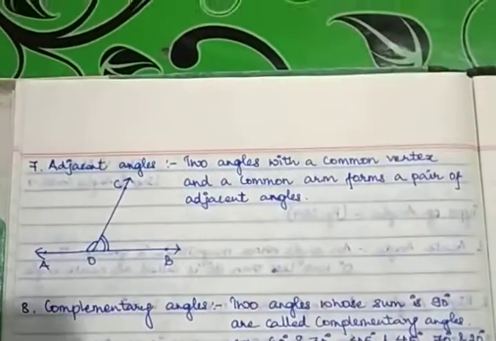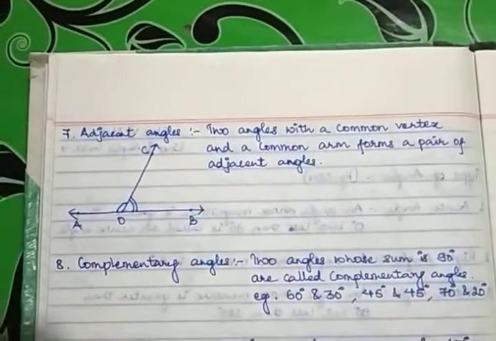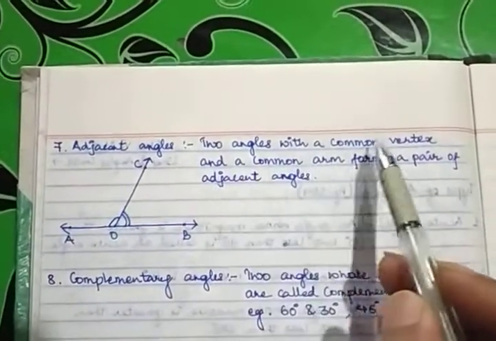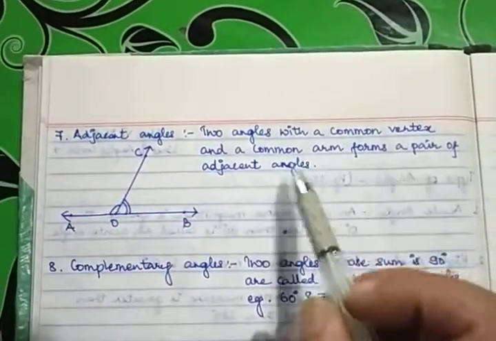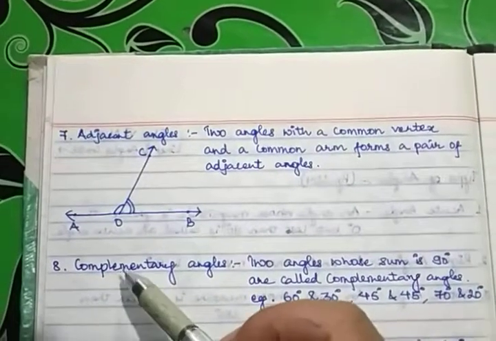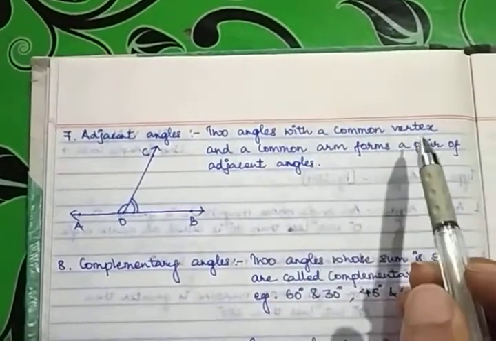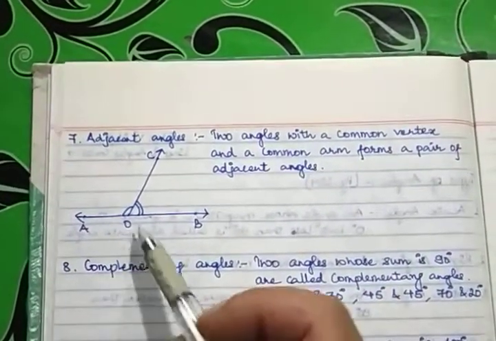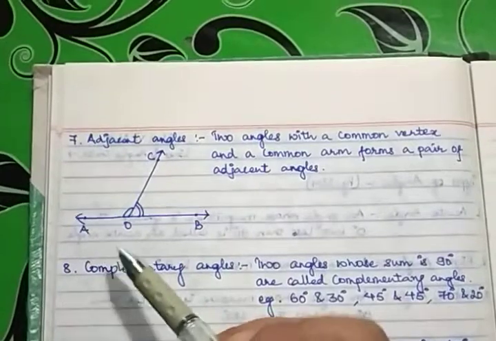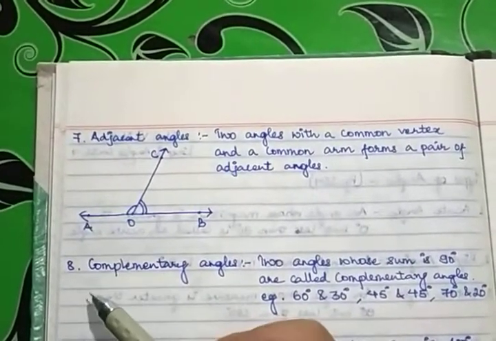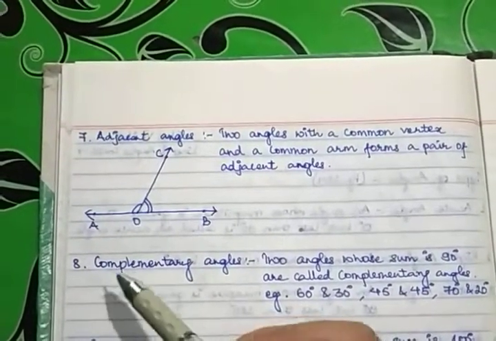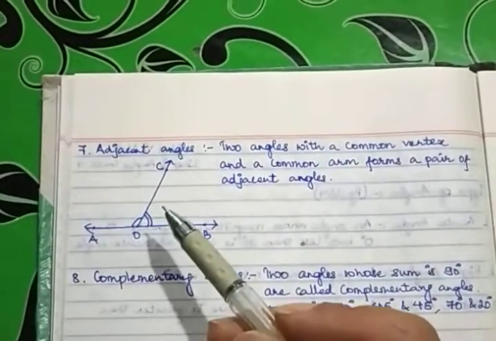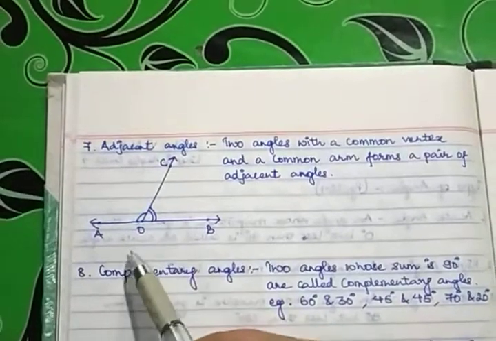Now after that come adjacent angles. Two angles with a common vertex and a common arm form a pair of adjacent angles. So what does adjacent angles actually mean? When two angles have a common vertex and a common arm. So what is an arm? An arm of an angle is actually the ray, isn't it?